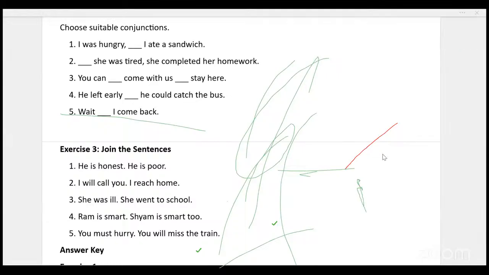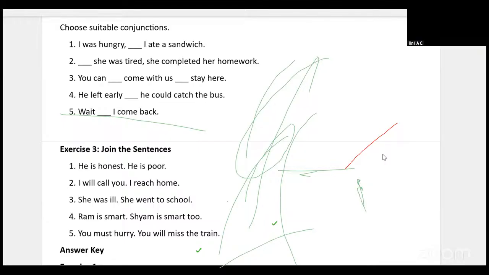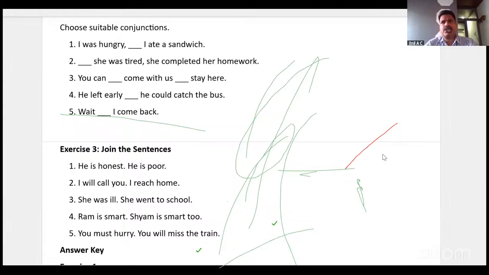I wanted to go outside, but it started to rain. You can say it started to rain. You can say it started raining. You can say but is also very easy to use. Yeah. Is there any other sentence?